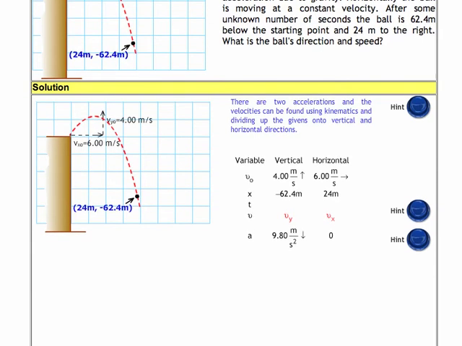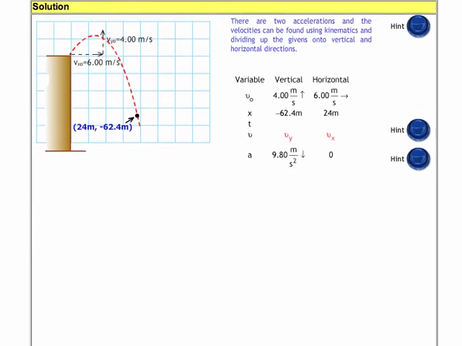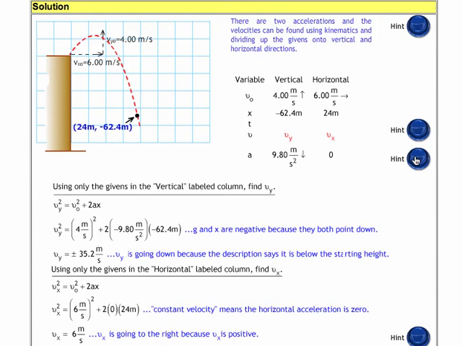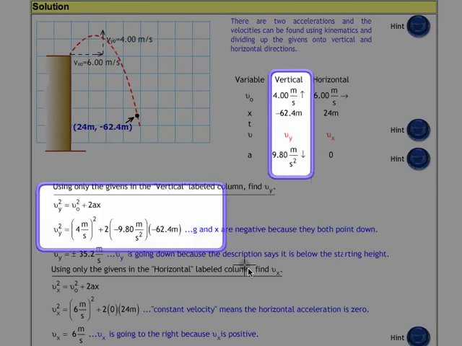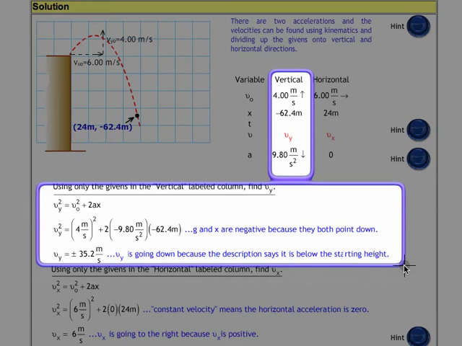Next step is for finding my Vx and my Vy values. So at this point you can pause and you can actually calculate the Vx and Vy values using kinematics. So hopefully you paused and you found the two values. So to find the vertical final velocity, I'm going to use my givens only in the vertical column to find my vertical velocity.